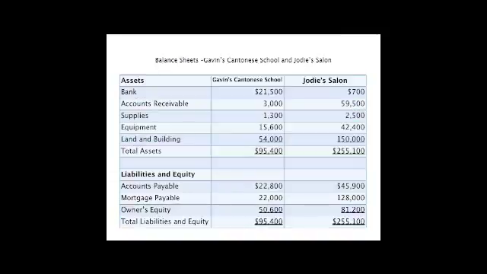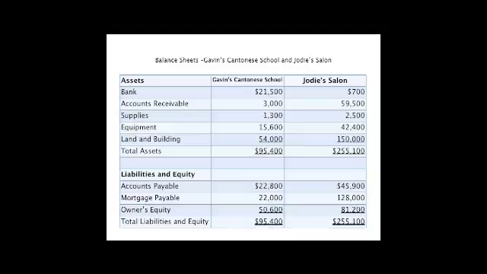Here is the challenge question, where I listed the assets and liabilities and equity of the Gavin's Cantonese School and Jody Salon. The values shown are not necessarily the values I can get, because there might be shareholders and each shareholder has a different proportion of the business, so the values shown might not be the value you will get.